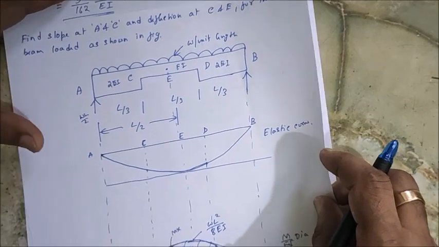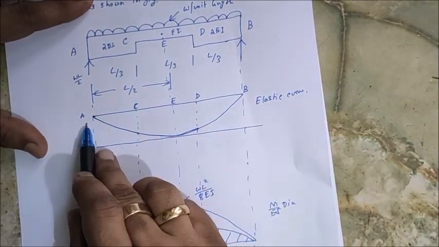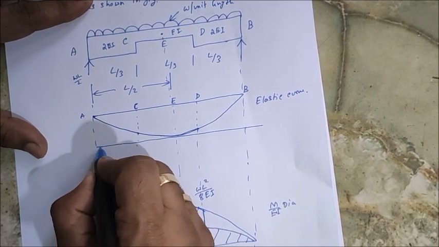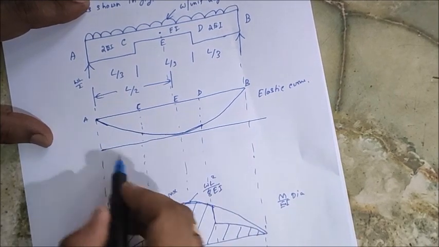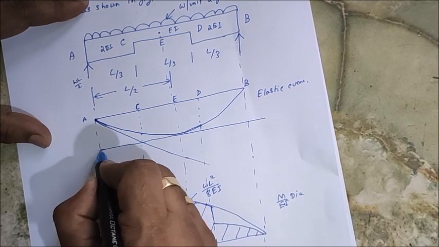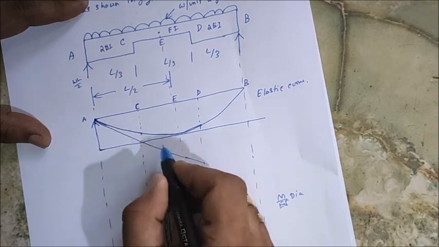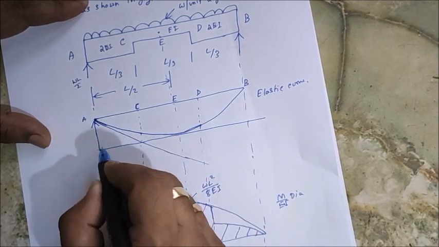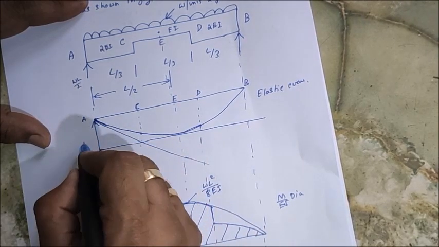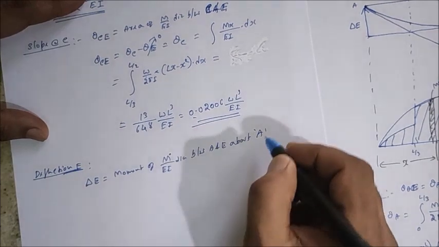So let me recall that. Moment of the M by EI diagram between A and E about A, the tangent drawn from A and the tangent drawn from E, measured at A. So this is what delta E is, the maximum deflection. So that is the reasoning about E.